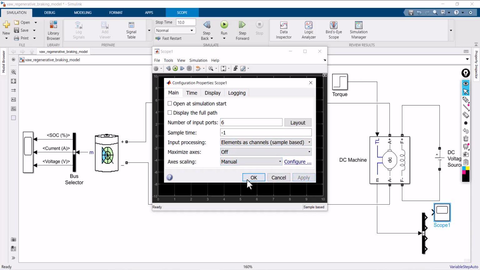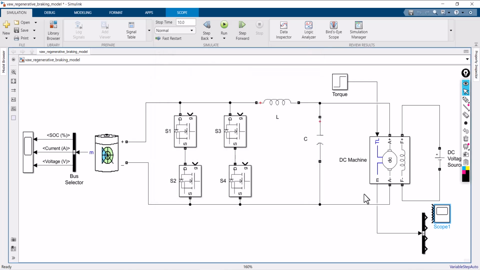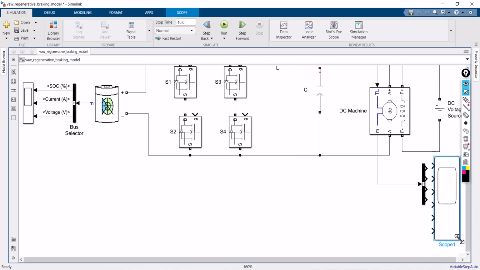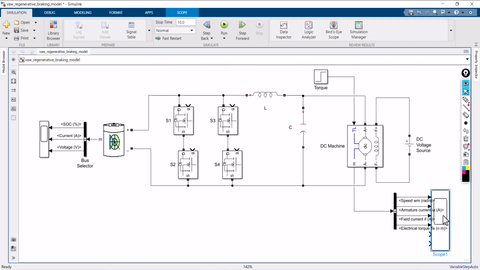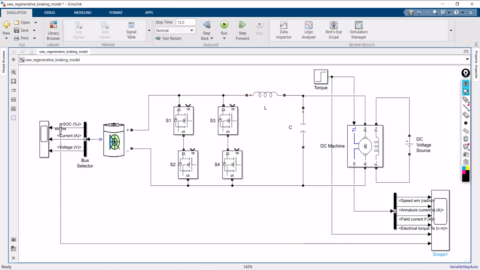It will be 6. First one is speed, second one is armature current, third one is field current, fourth one is electrical torque, and then the fifth one is the input torque, and the sixth one you can take SOC. So this is just for comparison, to see how things are actually working.